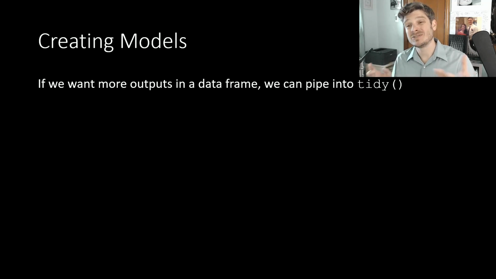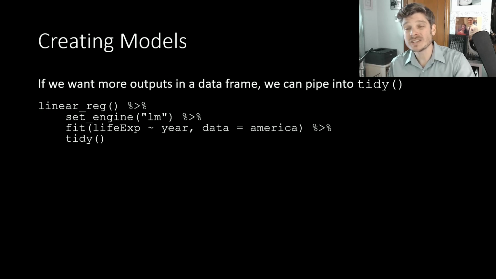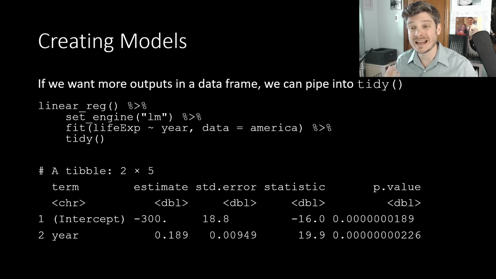actually pipe this into the tidy function, and it's going to create a tibble for us. So again, all the same exact code that I had before, linear regression piped into the set engine for a linear model, piped into my fit for life expectancy as my response, year is my explanatory from the dataset America, and if I pipe it into tidy, my output now is a data frame, or a tibble that is 2 by 5. It includes a few more numerical results for us as well.